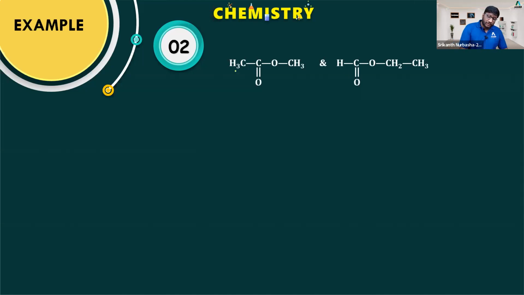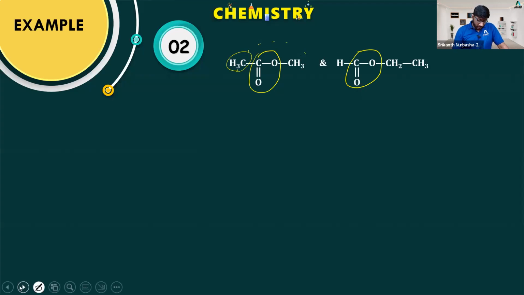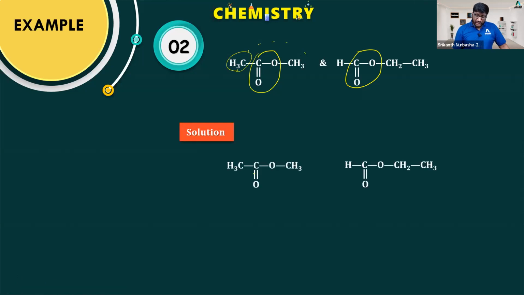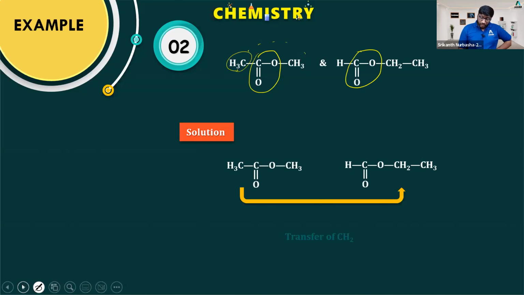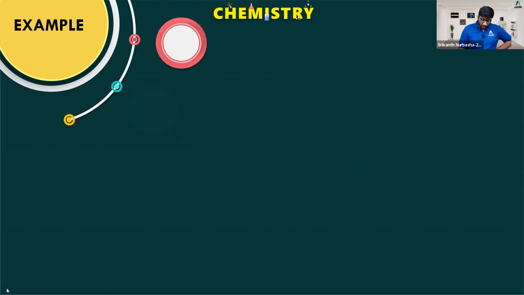Like we have just shifted this. Yes or no? The CH2 has been shifted. Here we have CH3 C double bond O, CH3. The CH2 has to be transferred. So is C double bond O retained or not? C double bond O is retained. That is, the functional group is not changed. So CH3 C double bond O, CH3, and HC double bond O, CH2 CH3. Is the functional group changed?